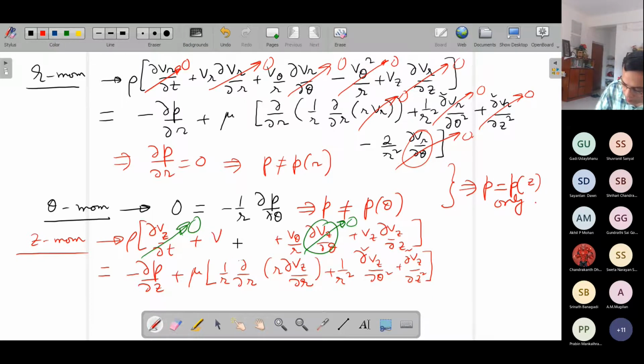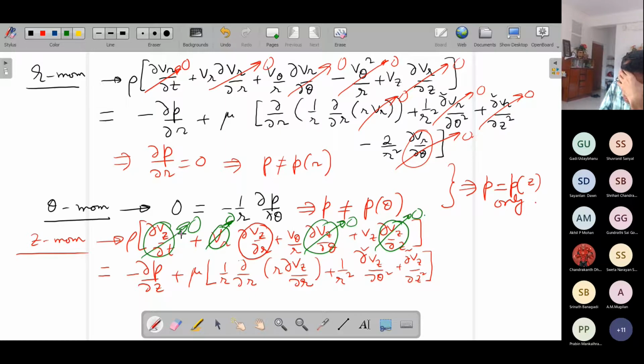So this is Vr into this one. So Vz is a function of r, not that it is 0. What is 0 is this one, Vr equal to 0. So that makes this term as 0. Vz is not a function of z, so this is 0. So whatever is 0, I am circling and pointing out, which makes the total term 0.